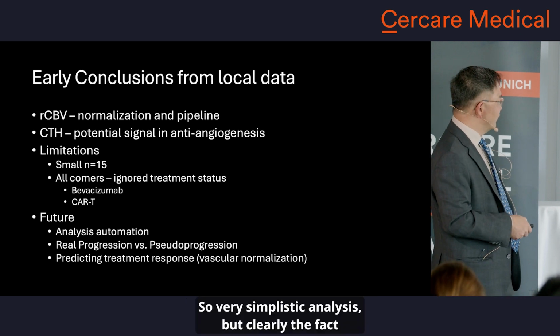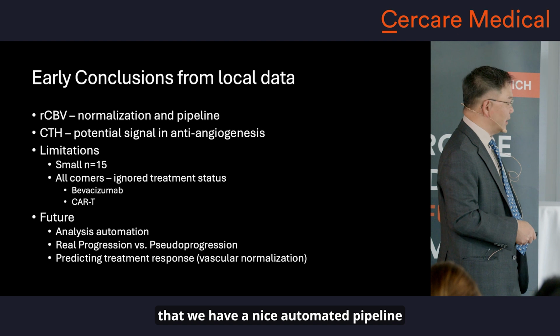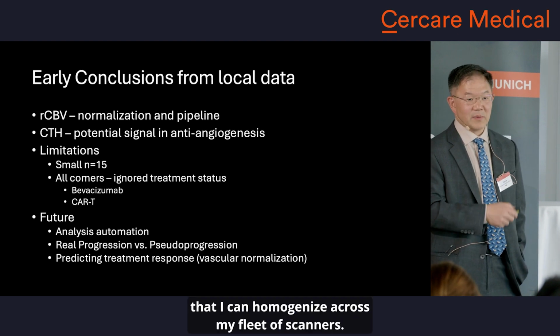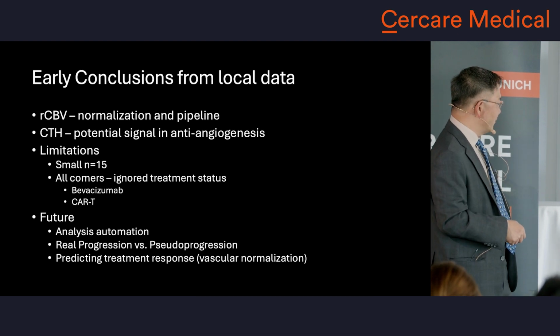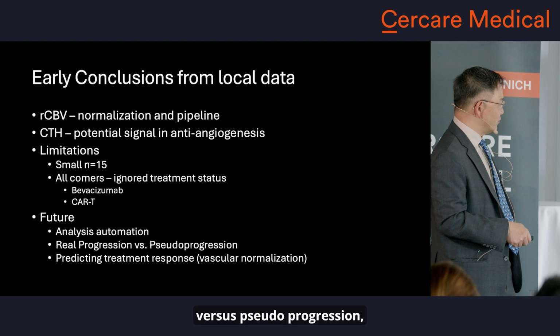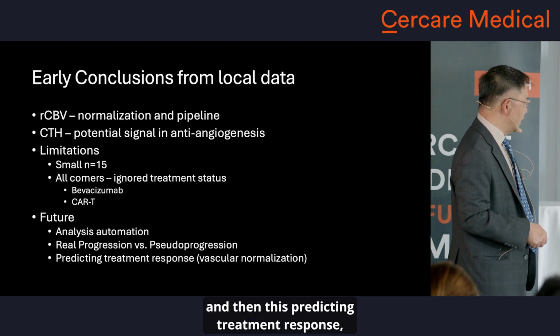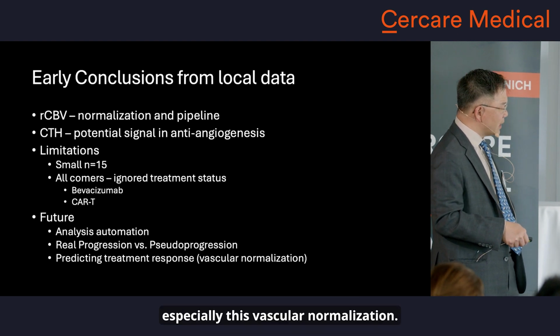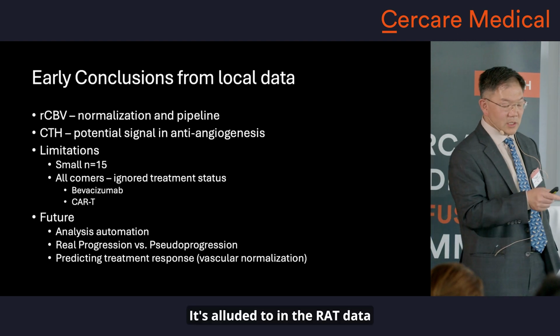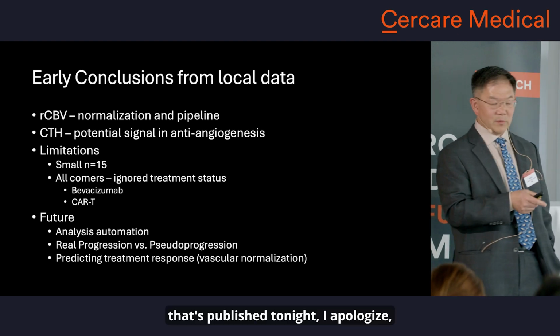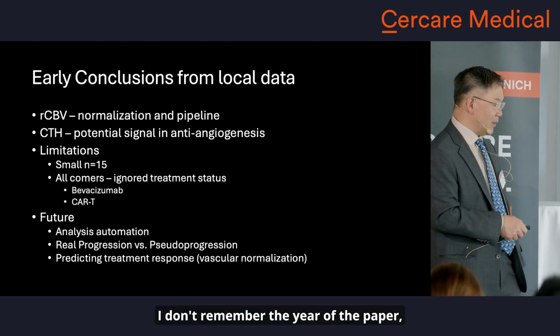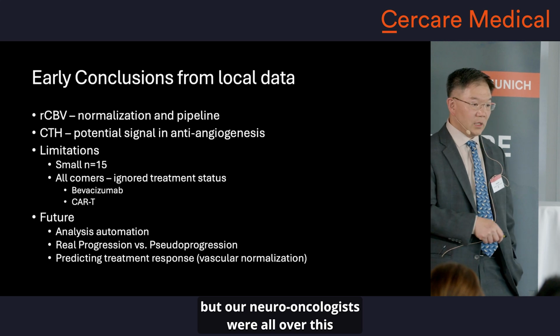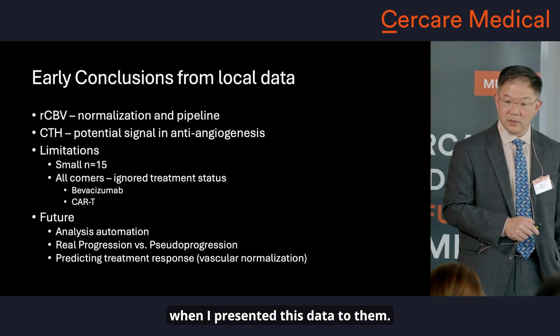So very simplistic analysis, but clearly the fact that we have a nice automated pipeline that I can homogenize across my fleet of scanners. Obviously, I'm interested in real progression versus pseudoprogression, and then predicting treatment response, especially this vascular normalization. It's alluded to in the rat data that's published, and I apologize, I don't remember the year of the paper, but our neuro-oncologists were all over this when I presented this data to them.